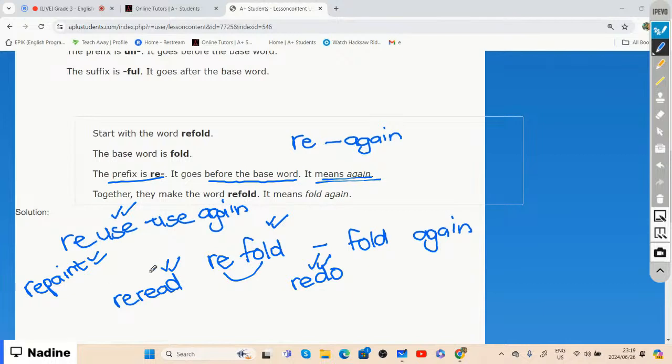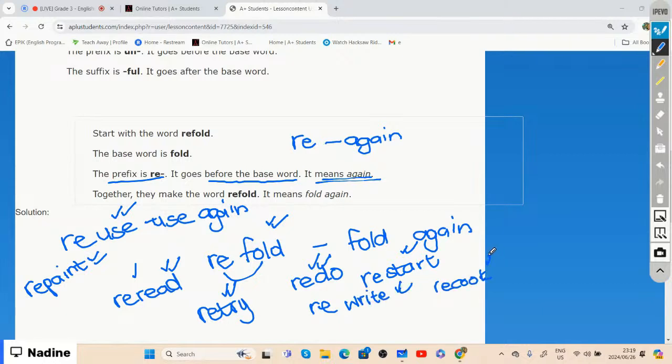Yes, we have reread over here. We do it again. We read again. Usually your teachers will tell you to retry. We're going to retry something again or restart. Yes, beautiful. We can restart. Restart your activity, restart your laptop, restart your phone, restart something again. Beautiful. Recook, rewrite. Yes, well done. Rewrite. Beautiful. We're going to recook the food that burnt.